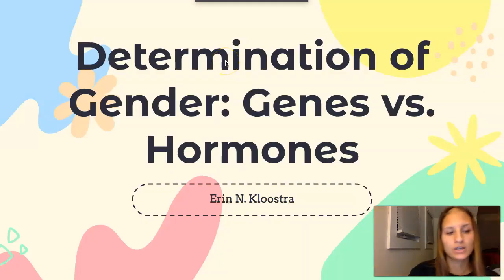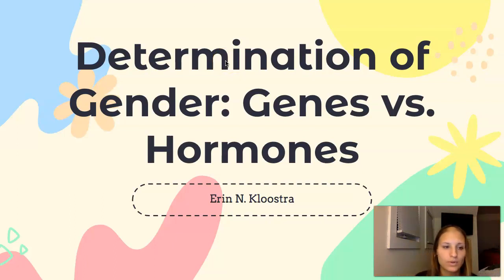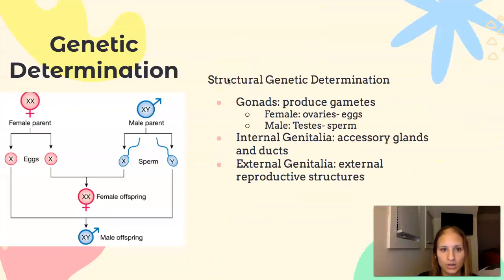This is my presentation on the determination of gender, specifically the roles that genes and hormones play in that determination. So, each human is programmed toward sexual development with sex chromosomes. There are 23 pairs of autosomes and one pair of sex chromosomes, which are either XX or XY, depending on the sex of the human.